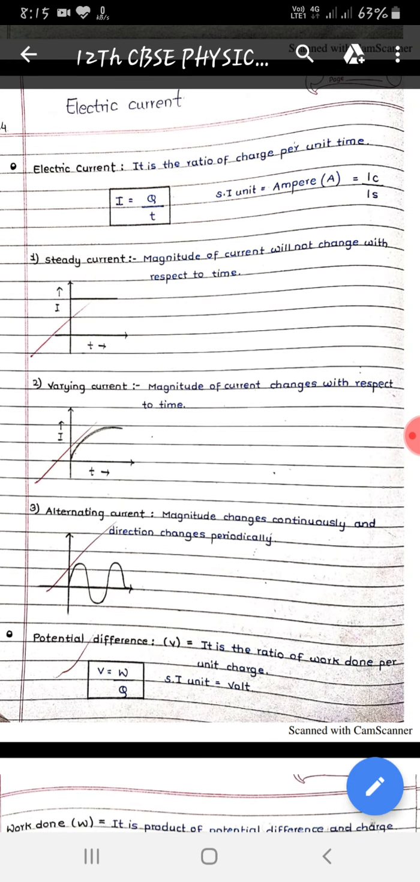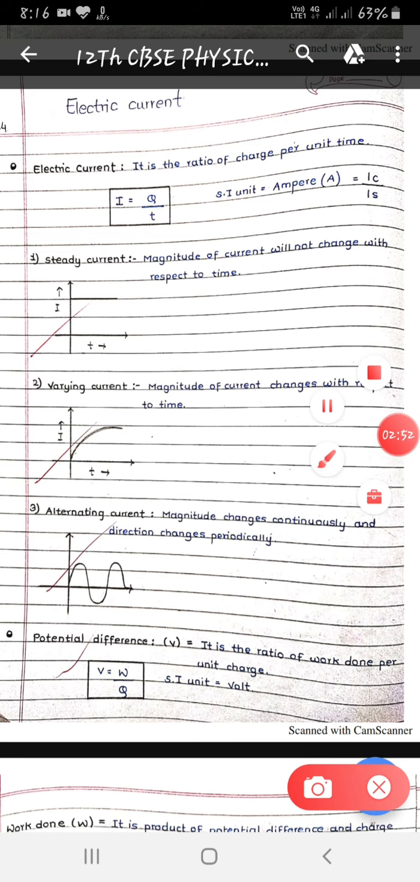So what is varying current? If the magnitude of the current changes with respect to time. In the first case we have steady current, where we have seen the magnitude of the current remains constant with respect to time. But in varying current, the magnitude of the current changes with respect to time. As time passes, the magnitude of the current also changes. Such current is called varying current, because the current varies with respect to time.